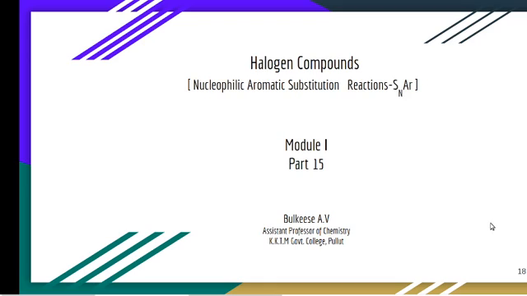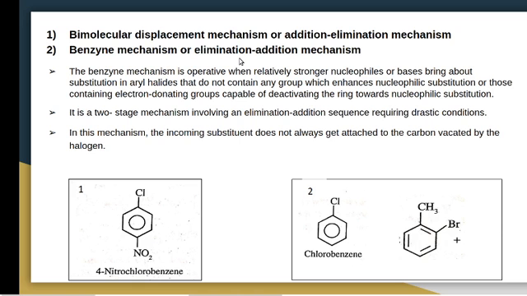or elimination-addition mechanism. So we are discussing the mechanisms for aromatic nucleophilic substitution reactions. We know that there are two types of mechanisms. First one is the bimolecular displacement mechanism or addition-elimination mechanism, that we already discussed in your last class. This type of mechanism is followed by compounds like an aryl halide which contains an electron withdrawing group like NO2 or Cl or any other electron withdrawing group.